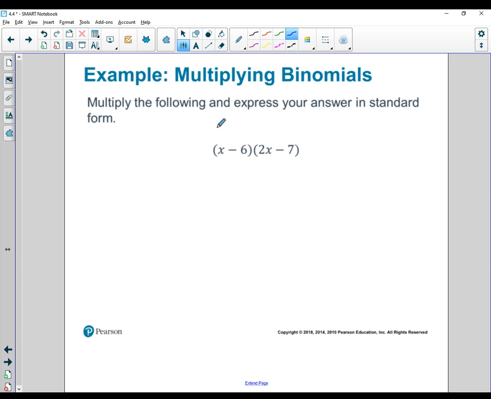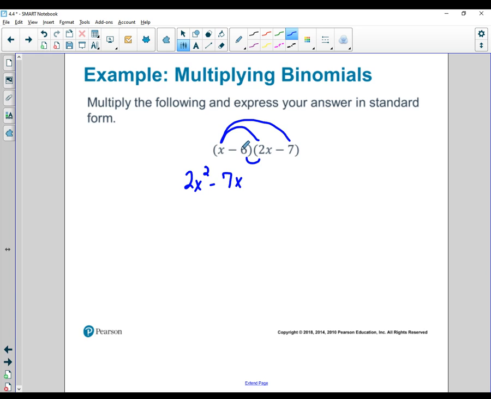So I need to make sure that x hits the 2x. So x times 2x is 2x squared, right? x times x is x squared. And now I'm also going to make sure it hits that negative 7. So minus 7x. And then this x has hit everything in the other one, so I'm good to move on to the next thing. So this negative 6 now needs to hit two of these.